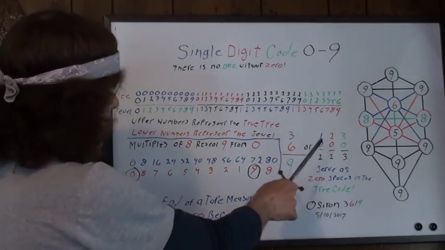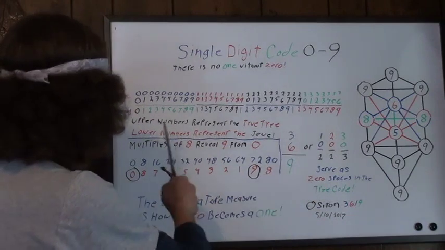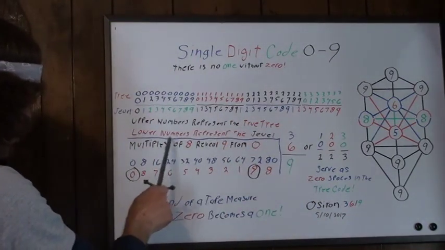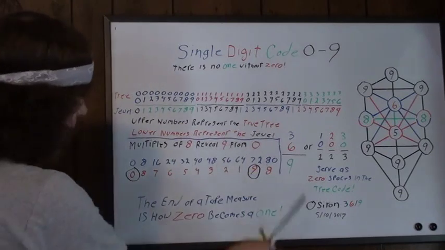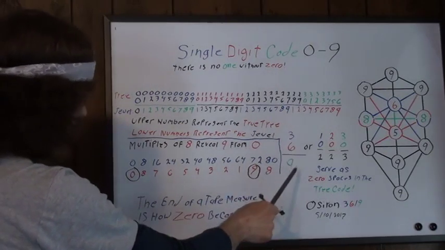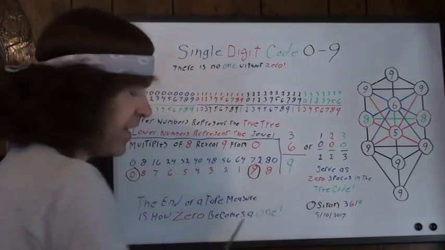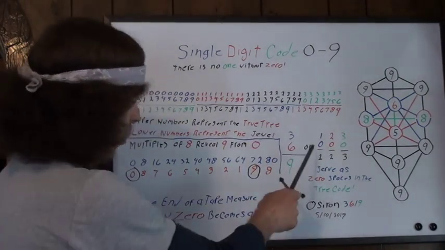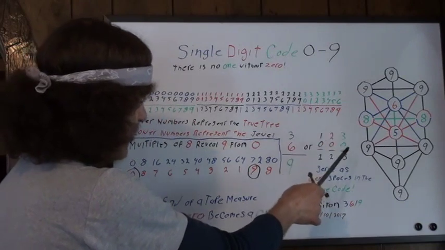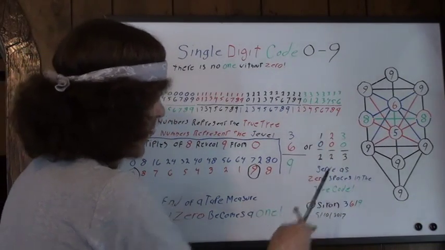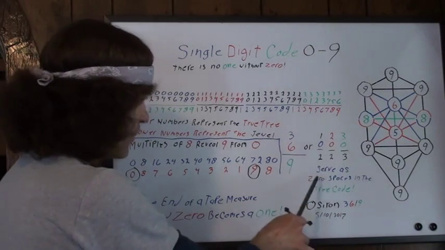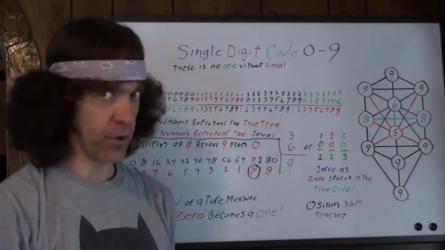And over here we see that what this says is the upper numbers represent the true tree and the lower numbers represent the jewel. And I have that written out here as 3, 6, and 9, and that just happens to be the end of how I wrote it. And then it says 10, 20, and 30 become 1, 2, and 3. But each 10, 20, and 30 serves as the 0 space in the tree code.